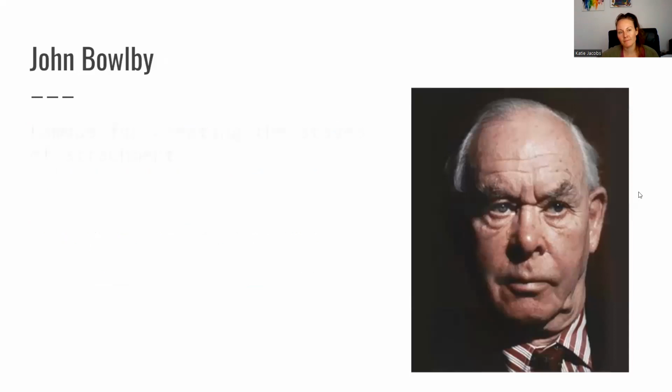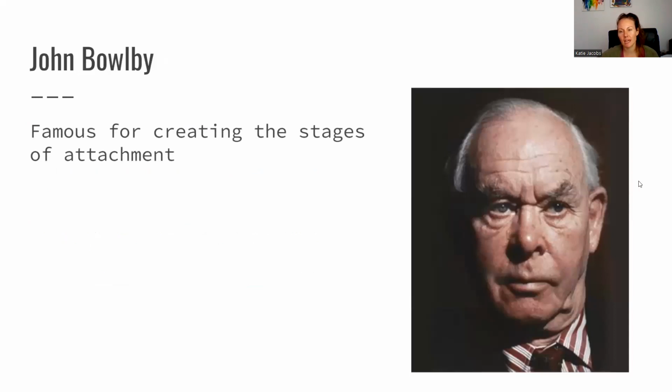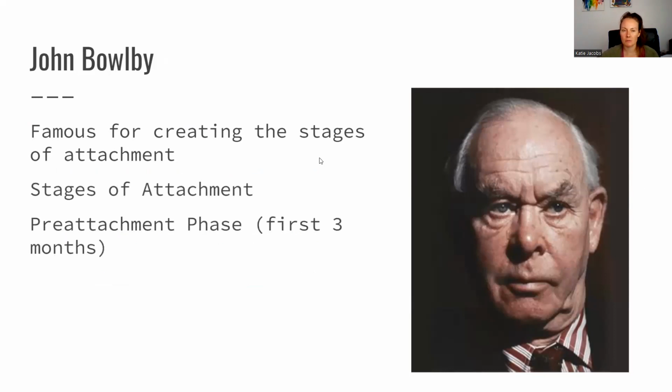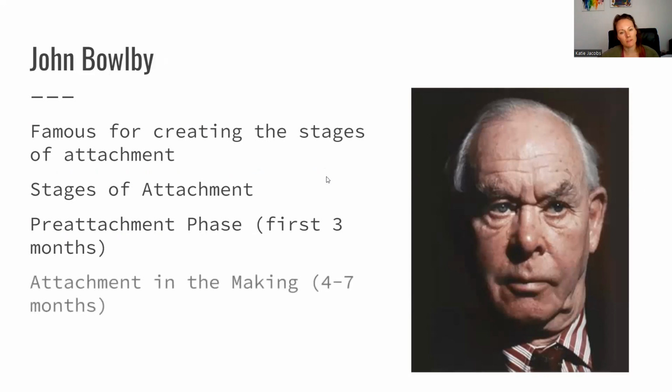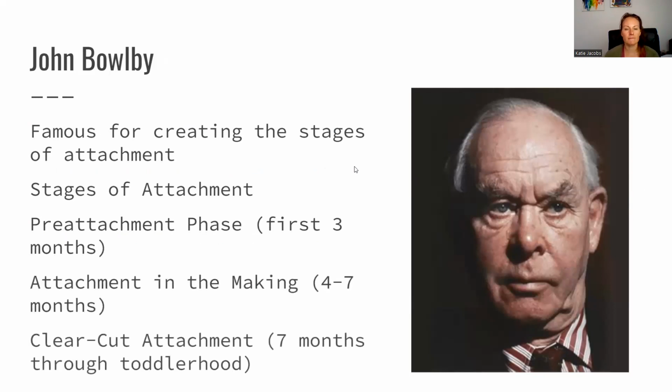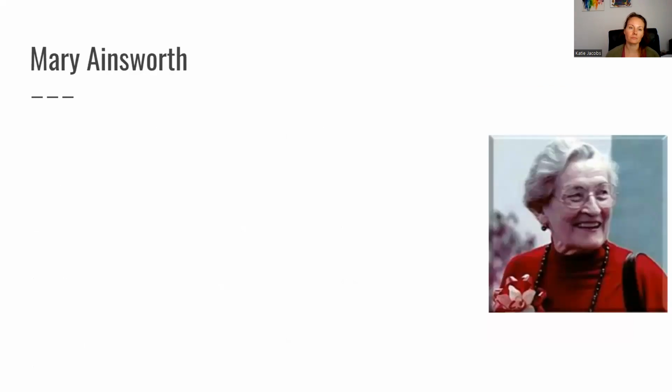We also have John Bowlby, famous for creating the stages of attachment. And so right now we're concerned with the stages of attachment within the first couple of years. So first we have the pre-attachment phase, which is the first 3 months, where kids don't really give a preference to a caregiver. And then we have attachment in the making, 4 to 7 months, where they start to have some preliminary preferences.